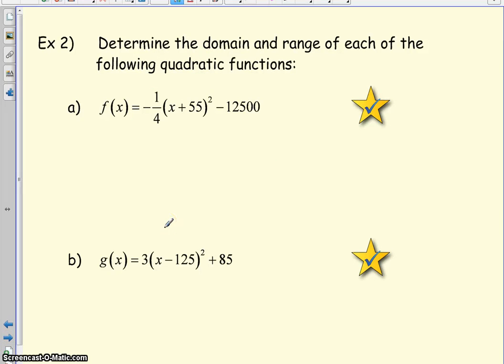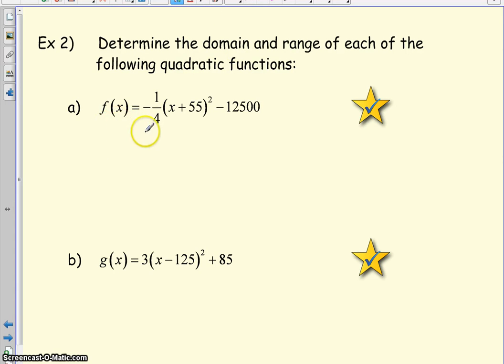Just going to tie some domain and range into quadratics, and that's going to be it for the unit. So here's a couple of quadratics. I want you to find the domain and range for each one. Now, remember, domain is a list of all possible x values inside a function, and the range is a set of all possible y values that are part of a function. In this particular case, it really helps to have a sketch of what's going on with a graph, so you can visualize domain and range a lot easier.